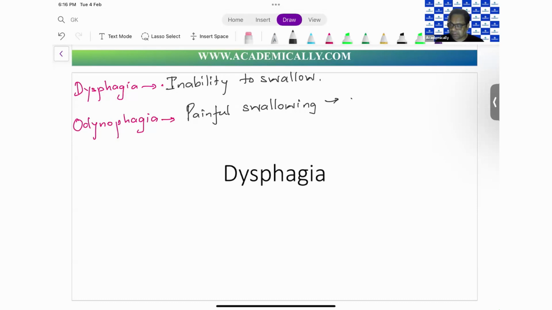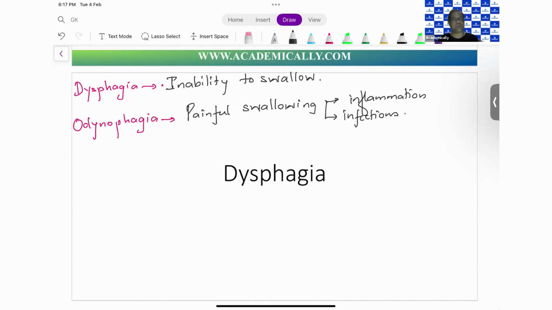This is usually secondary to inflammations and infections. So if there is a fungal infection or something of that sort, HIV or even herpes esophagitis, all these things, esophagitis usually causes odynophagia. And dysphagia is inability to swallow.